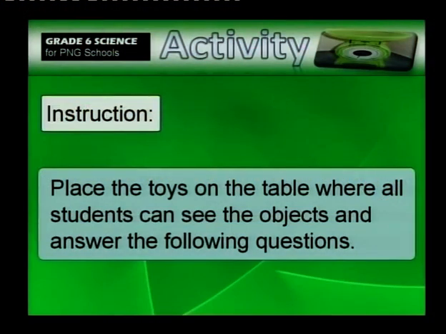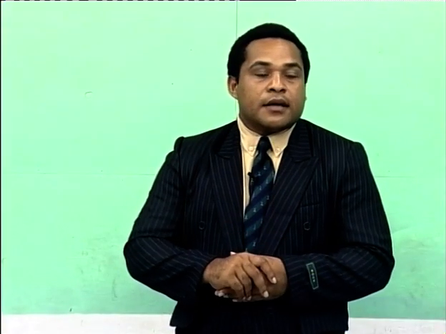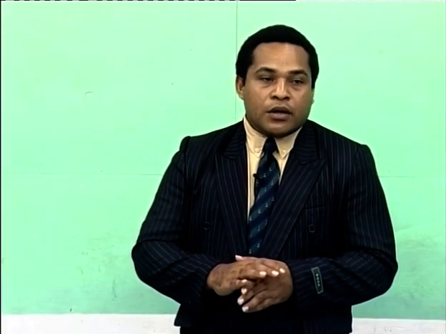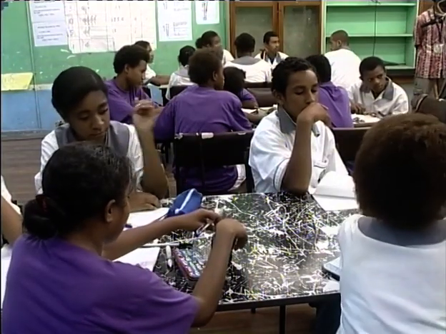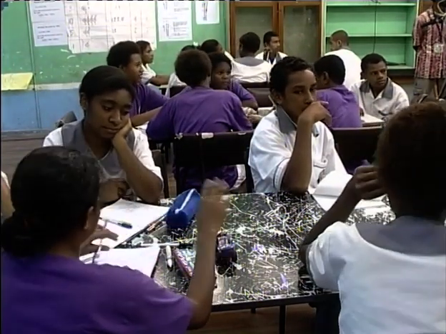Our instruction, are we following, receiving students and 6C? Okay, our instruction: place the toys on the table where all the students can see the objects and answer the following questions. So, receiving students and 6C, you should have the toys placed on your tables. Okay?